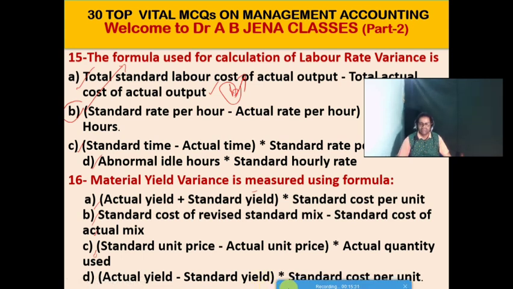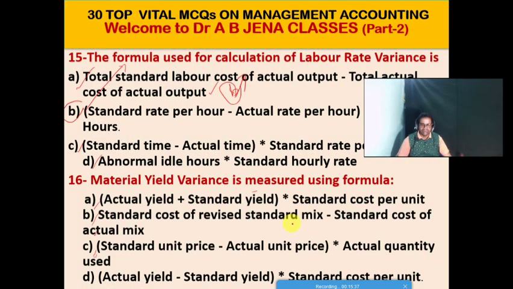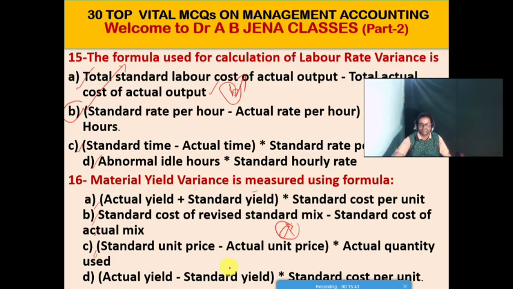Friends, so here D is the right option for this MCQ. The material yield variance is measured by using the formula: actual yield minus standard yield into standard cost per unit. So D is the right option for this MCQ.